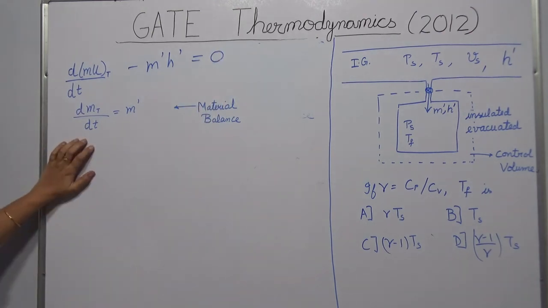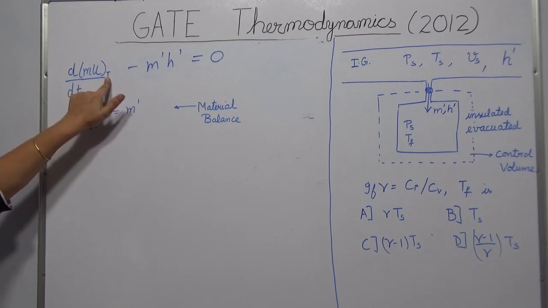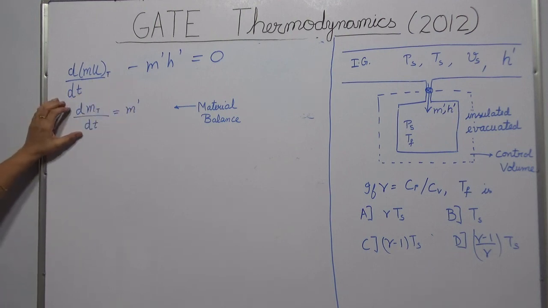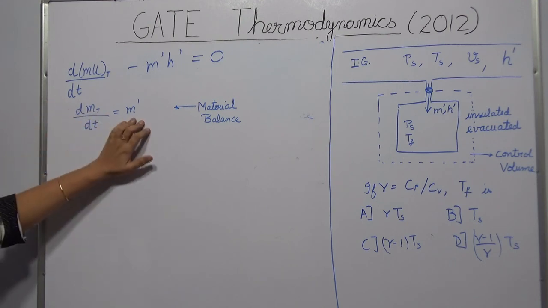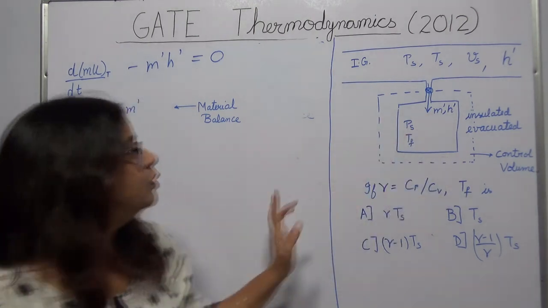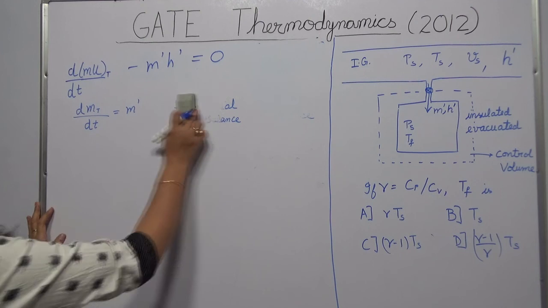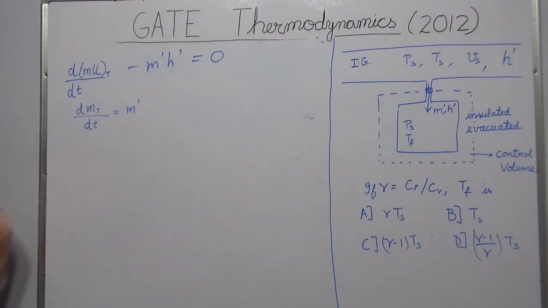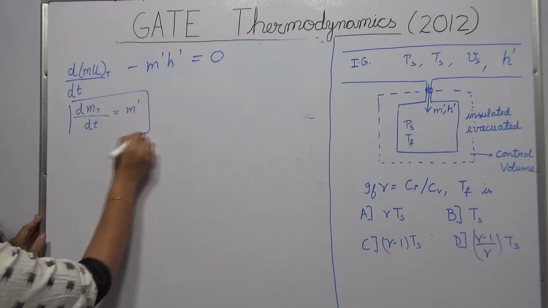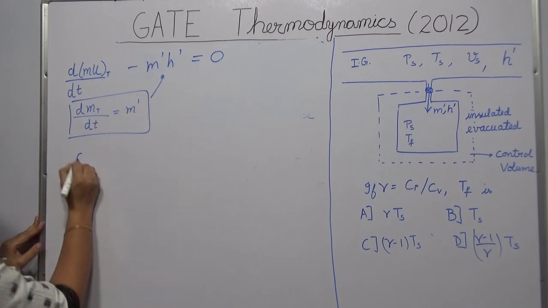Fine. Now this is my material balance. What does it say? It just says that the rate of change of mass in the tank, where T is the subscript for the tank, is equal to your m dash, that is the mass flow rate into the tank. Fine. This is your material balance. Very simple. Now what I am going to do is I am going to put the value of m dash from this material balance into this energy balance. So what do I get?